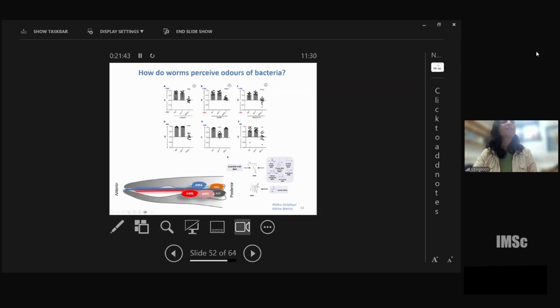Since we're running out of time, I'll go quickly through this. Ritika and Nikita used a set of mutants that we had generated for AWA, AWB, and AWC neurons, and looked at all the molecules that these microbiota made. We looked at each one of them individually and asked, do worms like them? If they like them, there'll be a positive chemotaxis index here. For example, if you see it here, that means worms like this when leucine is present, and so on.